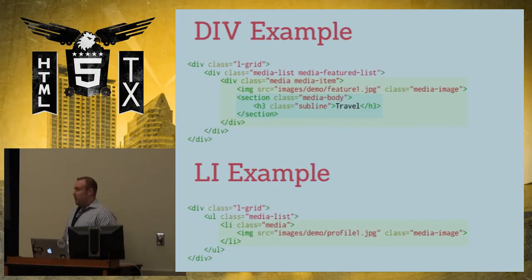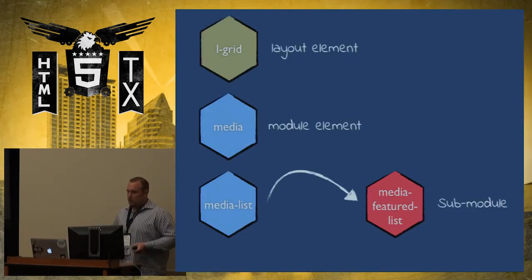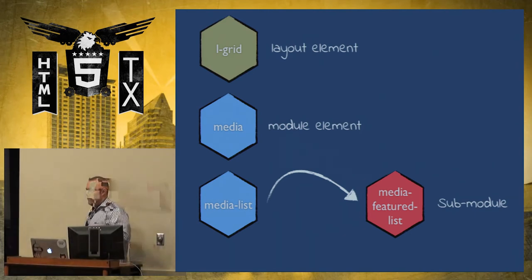So here's an example of my actual div example and the li example. I took that same code you just saw, and I'm able to break it out into divs using that, or I could just stick with a regular list, but it's going to react the exact same way, and that's key. So essentially, I have my layout element, which is lgrid, which is telling it, hey, the layout needs to be laid out in a grid.